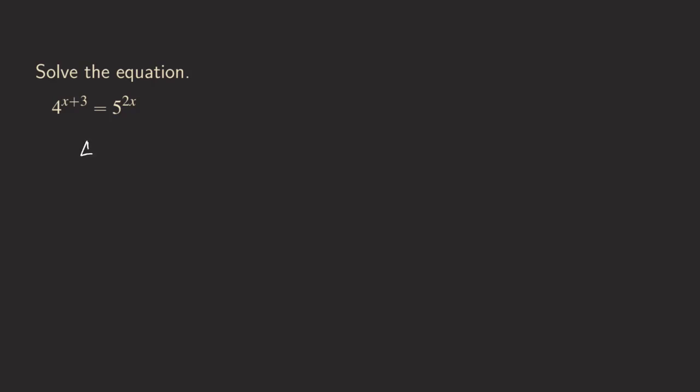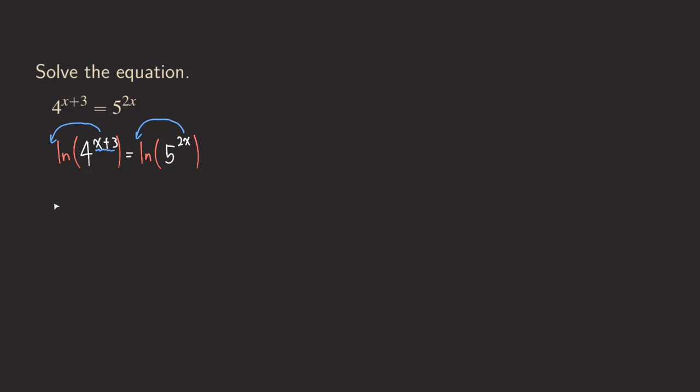So we are going to start writing it this way. 4^(x+3), and then the right-hand side is 5^(2x). Because the two sides are equal, that means we can take the ln of each side, and the two sides will still be equal. Now we can bring the exponents to the front. This exponent is being brought to the front, and same thing over here. So we've got to bring that exponent to the front.